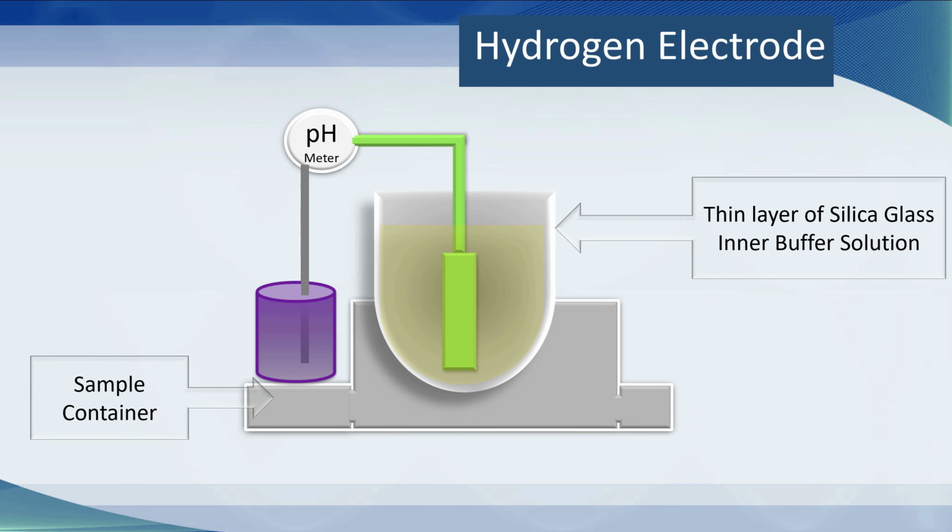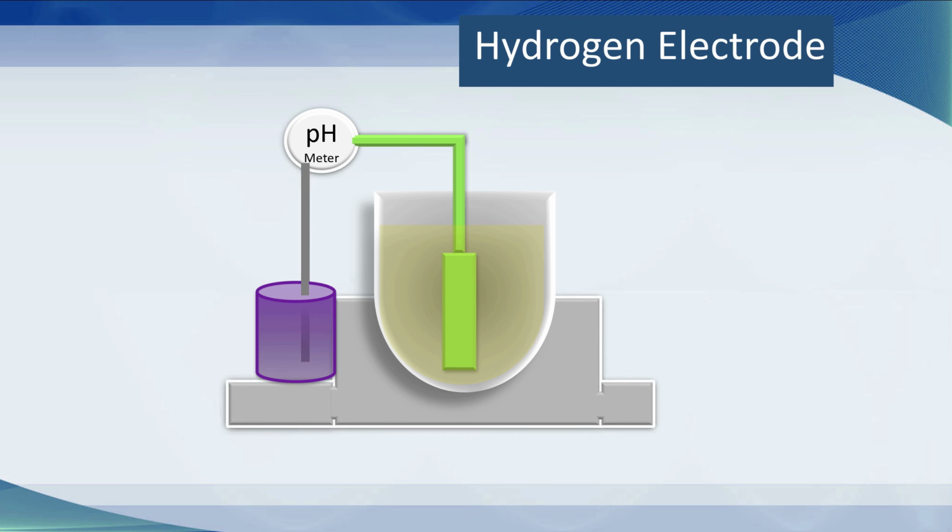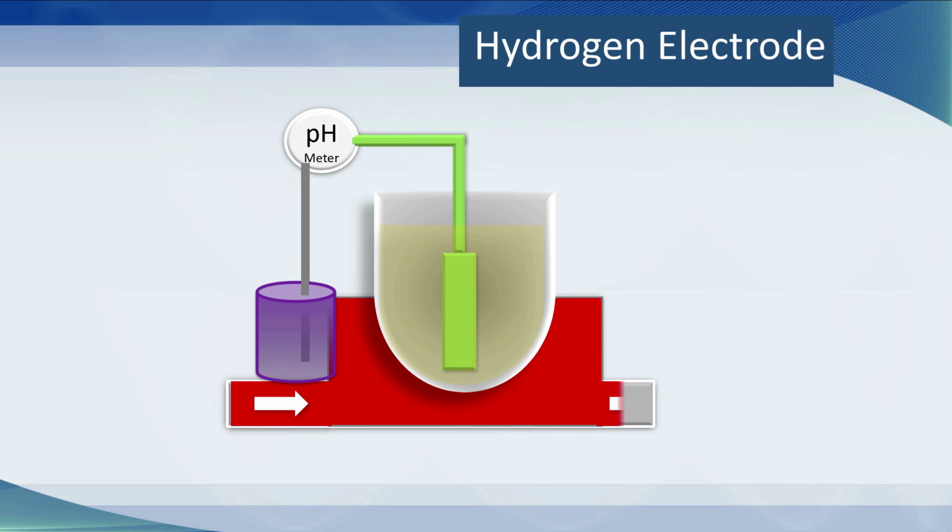The other component of this system is the sample container into which blood will be injected. The difference in the charge between the 2 electrodes, which are essentially in similar chloride baths, will reflect the amount of hydrogen ion activity in the blood. So let's see what happens. So blood is injected into the sample chamber.